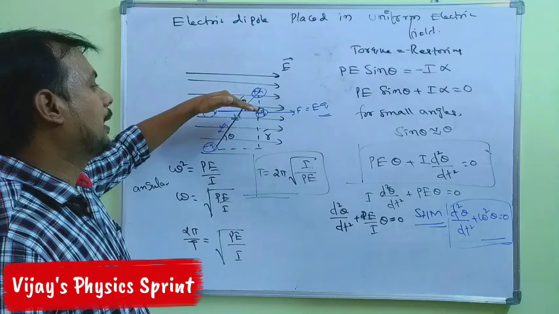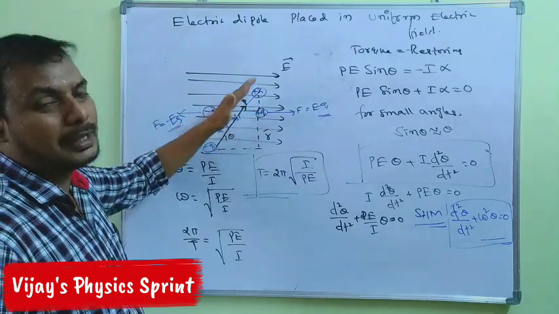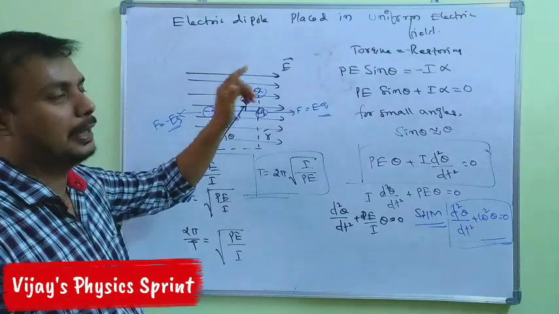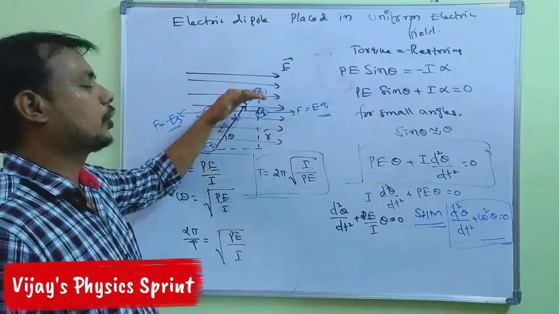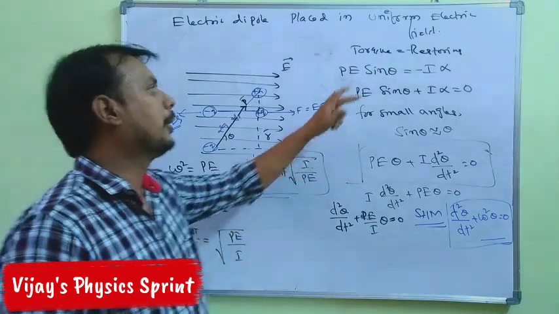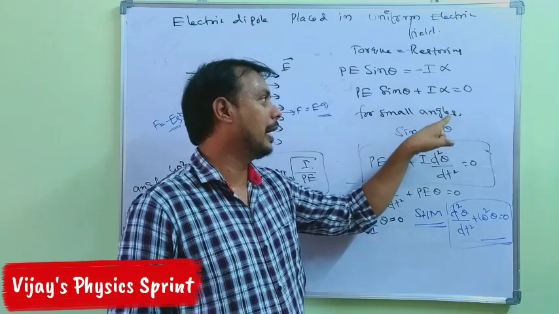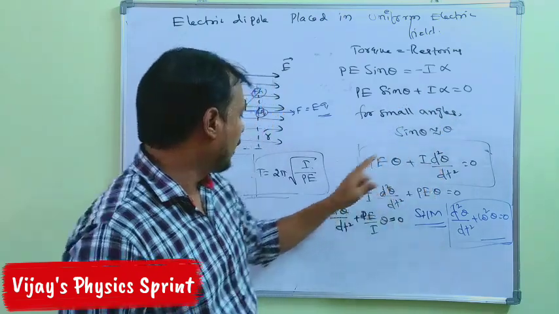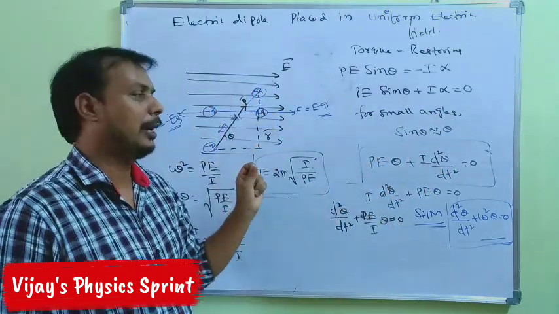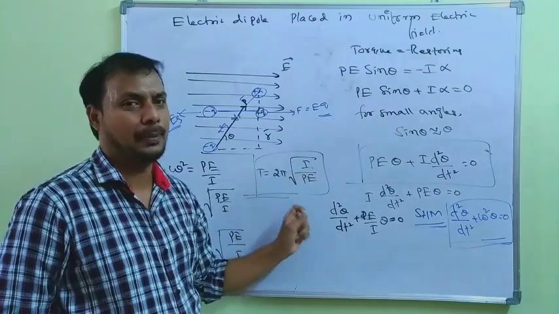So when we place a dipole in a uniform field, it experiences torque tau equals pE sin theta. To regain the original position, a restoring torque is developed. At the equilibrium position, the torque is the same as the restoring torque and in the opposite direction. Therefore, we get the time period of the electric dipole, T equals 2 pi root over I by pE.